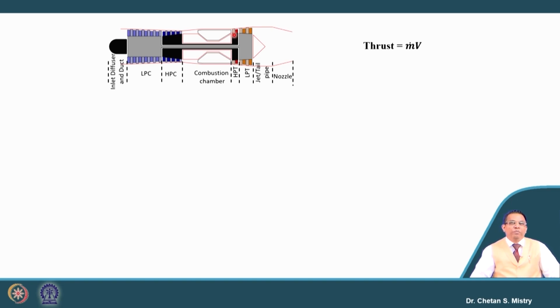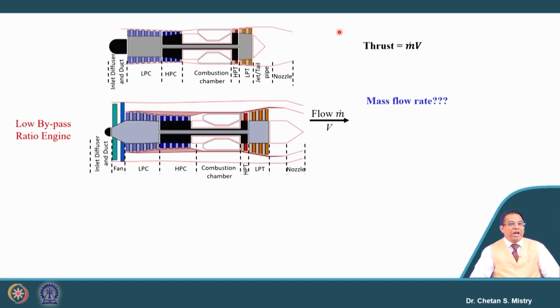So, let us look at what options we have. One more option is to ask: can we play with the mass flow rate? Now, for mass flow rate we were discussing two kinds of configuration. In one, this is my core engine, which is my turbojet engine, and here my LP compressor and fan are on one shaft, and we will have two streams of flow.